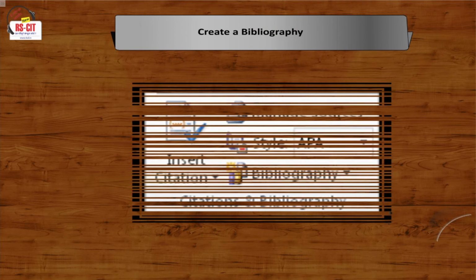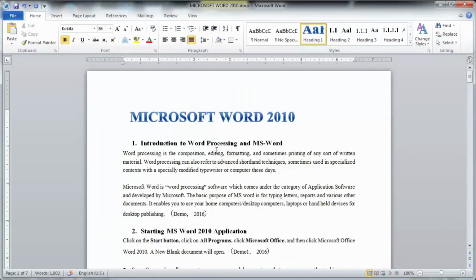Creating a bibliography. You can create a bibliography at any point after you insert one or more sources in a document. If you don't have all of the information that you need about a source to create a complete citation, you can use a placeholder citation and then complete the source information later.